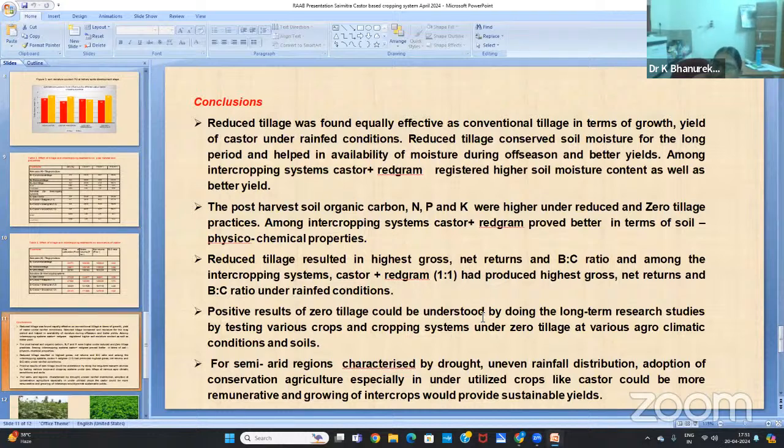And these positive results could be understood much better by long-term research, which could be continued over some more years. And especially we want to recommend that for the semi-arid regions, which are characterized by drought and uncertain rainfall, the adoption of the cropping system, an intercropping system along with castor, which is a resilient crop in semi-arid regions, under reduced tillage or, on a long-term basis, zero tillage is beneficial to the farmer, to the soil, to the environment, as well as to human needs.